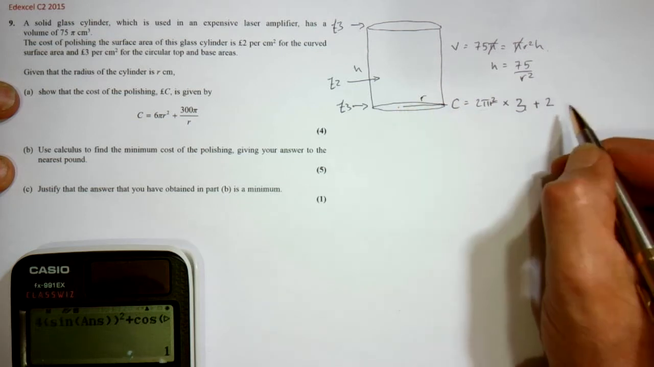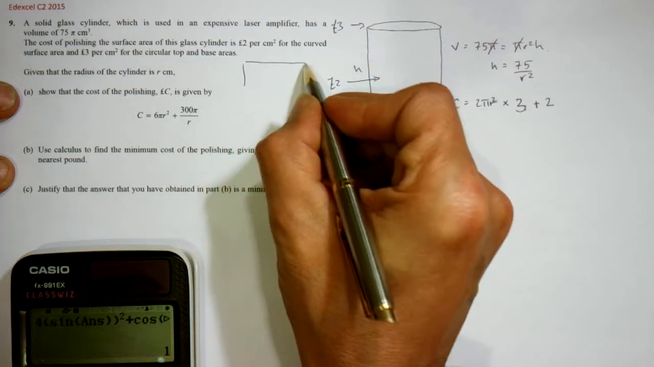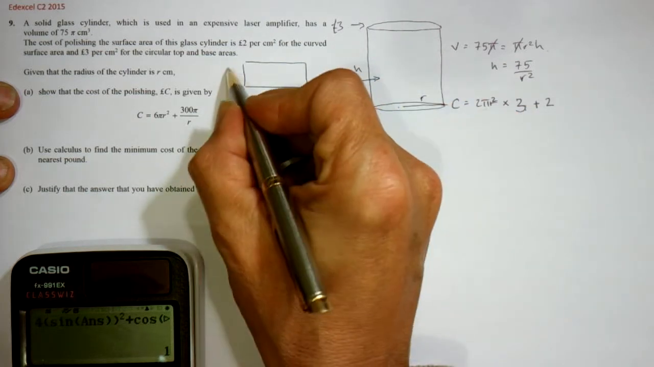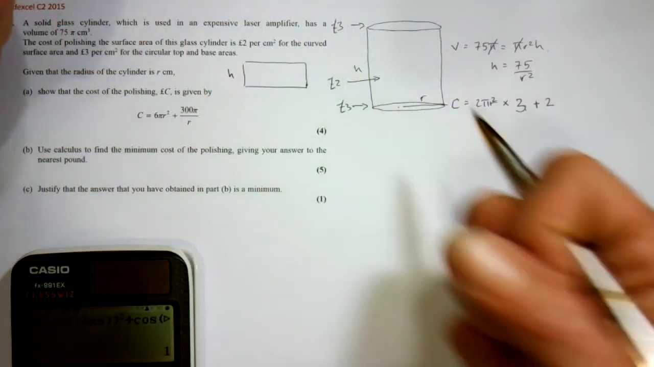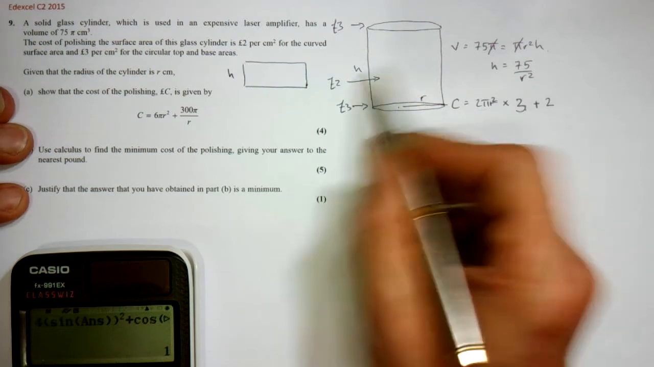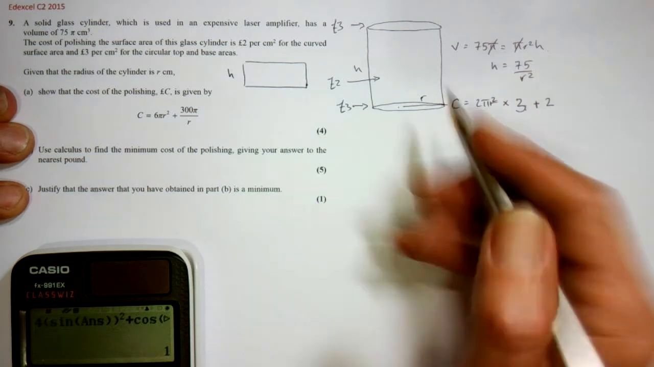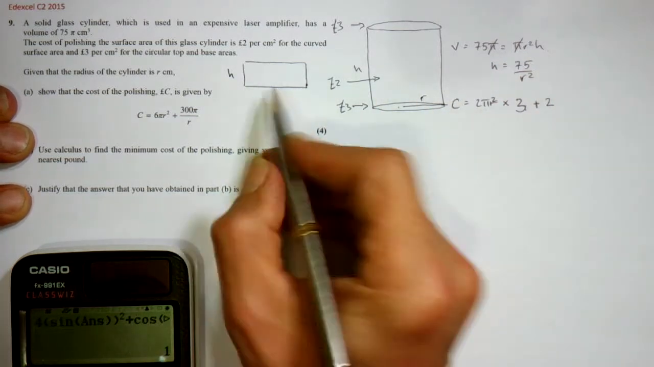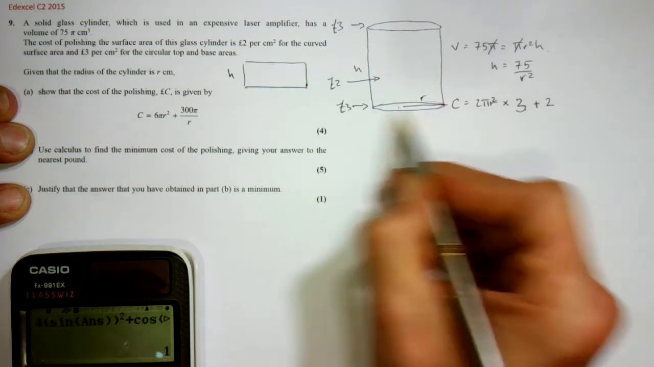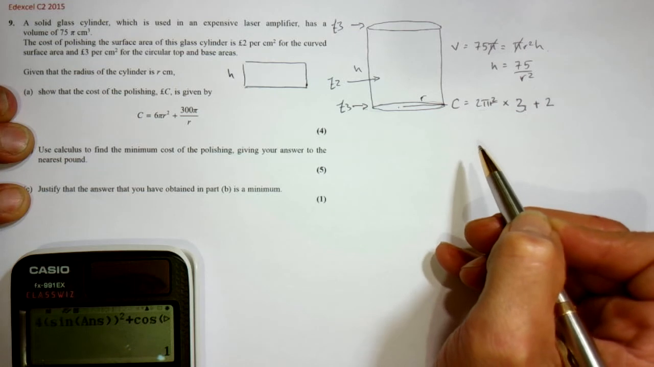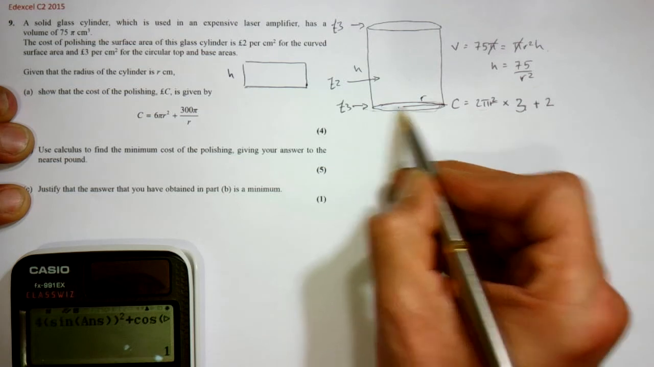2 pi rh, because this wraparound bit of my cylinder, when I open it out, will be a rectangle. The height of the rectangle is h, and the base of my rectangle, the wraparound part of the cylinder, think about taking a label off a tin. It opens out and you've got a rectangle, and the length of that part is the same as the circumference of the circle at the bottom of the cylinder, and that will be 2 pi r.